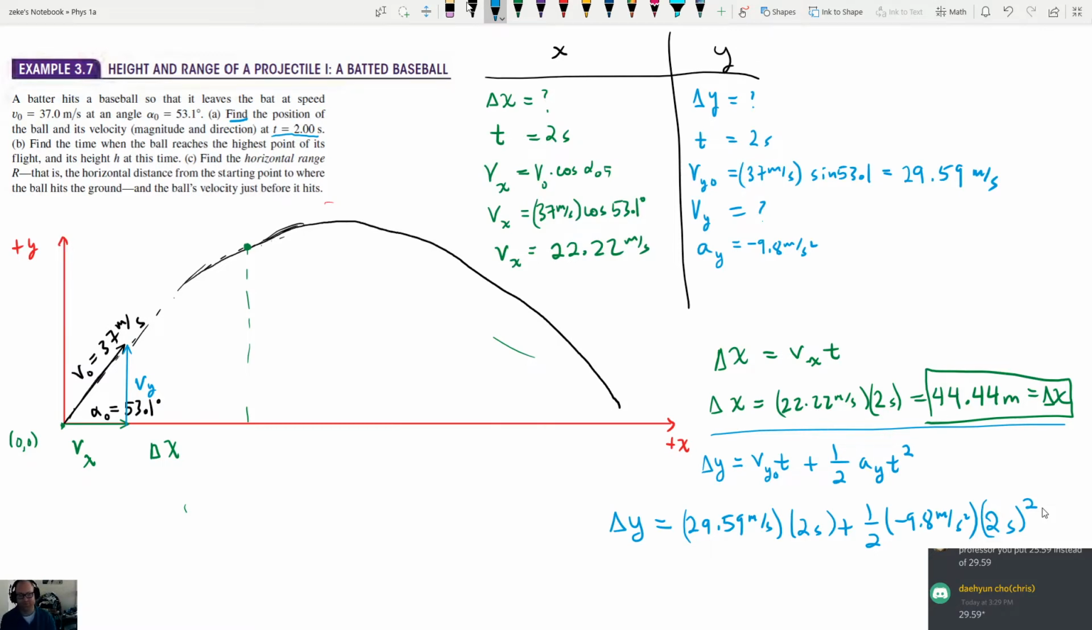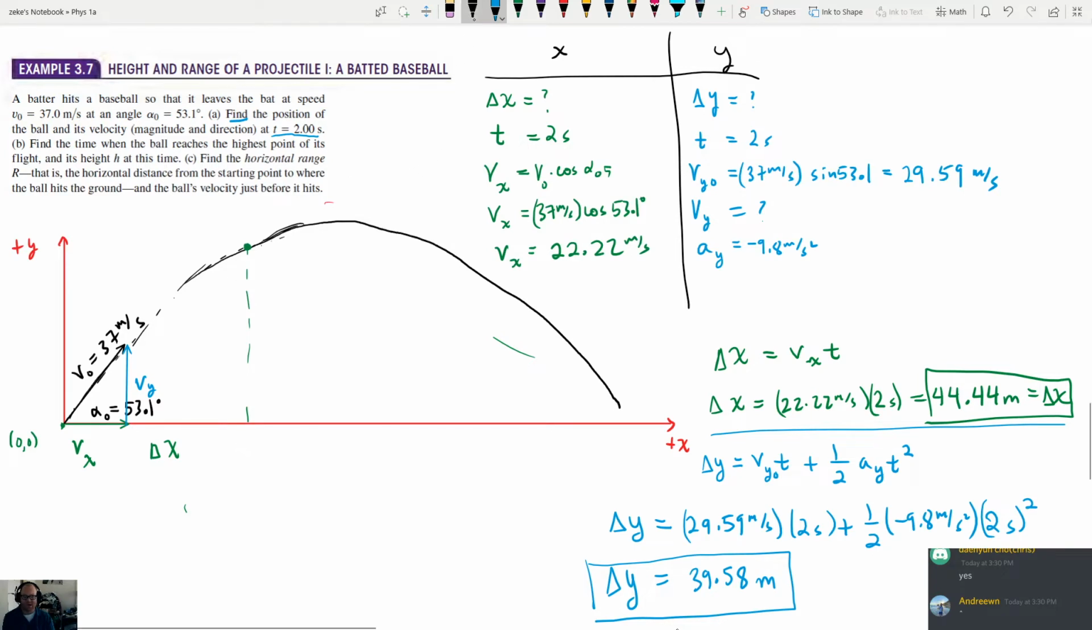I got 39.58. So I think this means that our assumption was correct, that the ball is on the way up still. That's exactly 39.58. That's kind of surprising. Okay, does everyone agree? Get the same answer? So x is 44 and y is 39.58, so it's somewhere up here, maybe.